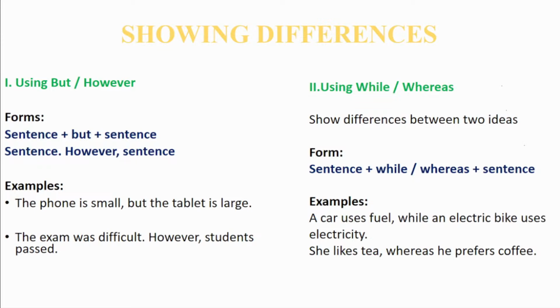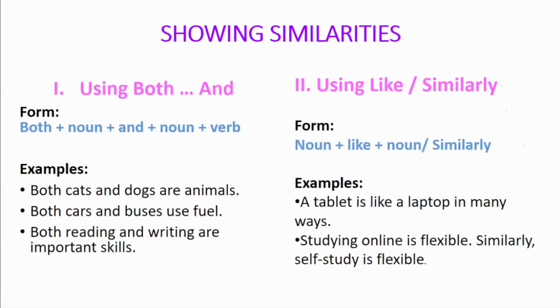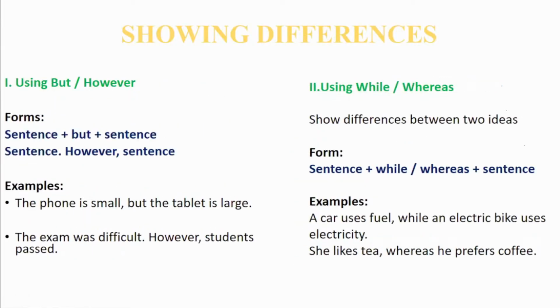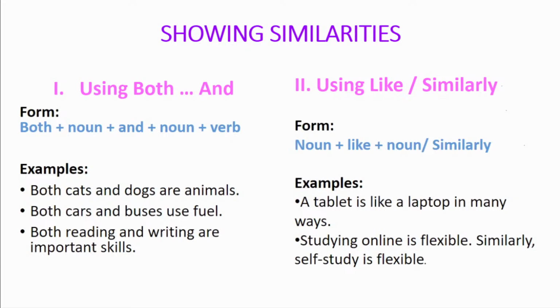Then using while or whereas showing differences between two ideas. Sentences plus while, whereas plus sentences. A car uses fuel while an electric bike uses electricity. She likes tea, whereas he prefers coffee, right? So you can see using but or however, using while, whereas, you can show the differences. While using both, like, and similarly, you can show similarity. So this is how comparison and contrast is formed. You compare things, you contrast things. Differences are contrast, similarities are compare.